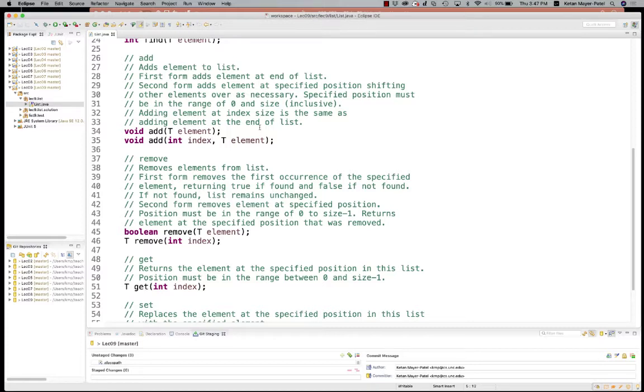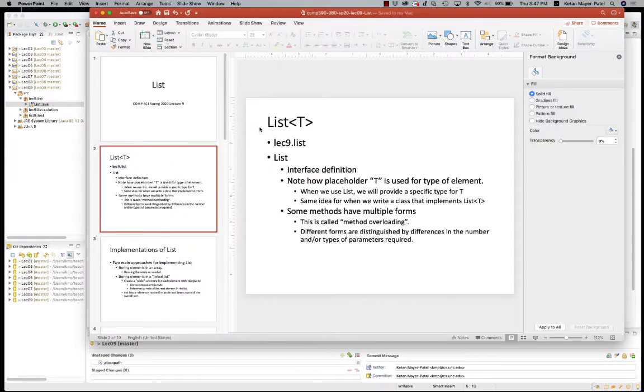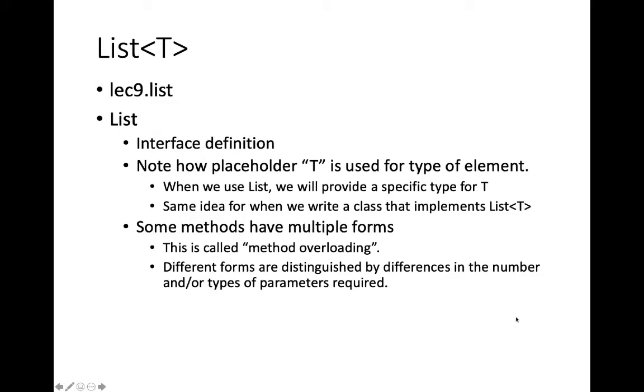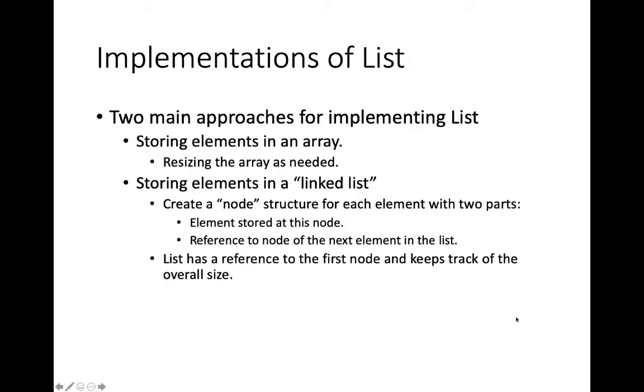Okay, so that's going to be our interface, right? So now let's think about how we're going to implement this. Okay? So there are two main approaches for implementing a list, right? One is going to be storing the elements in an array.